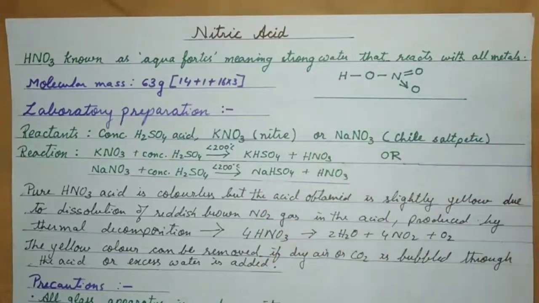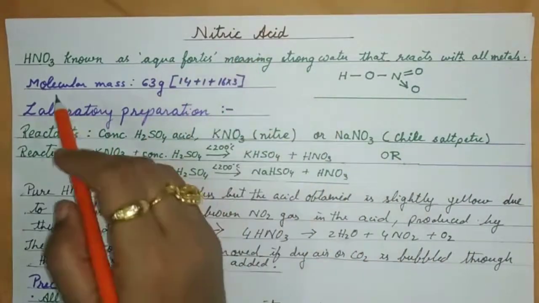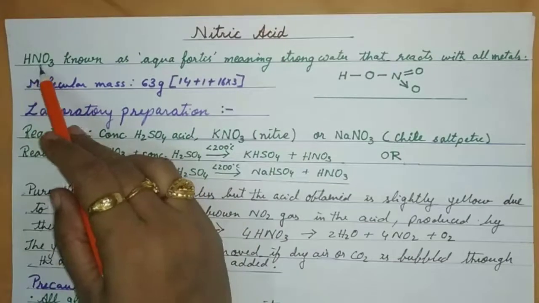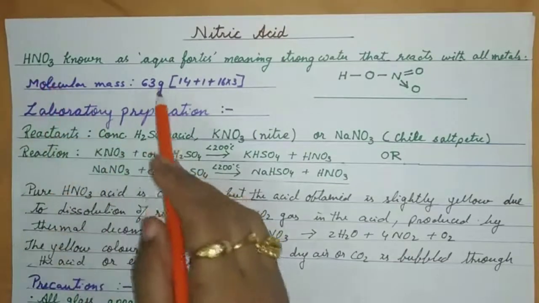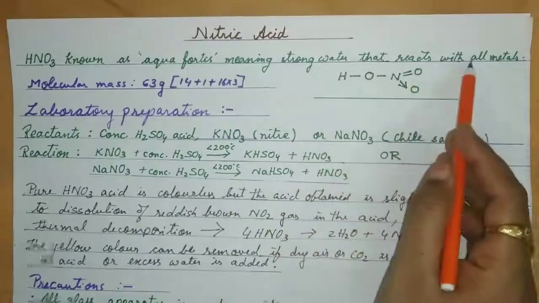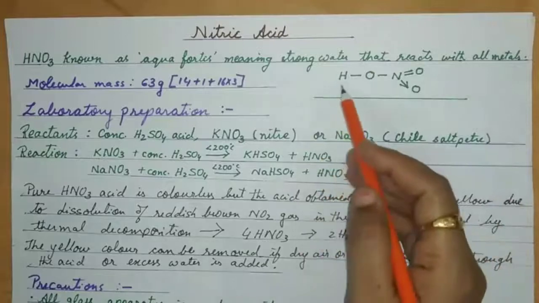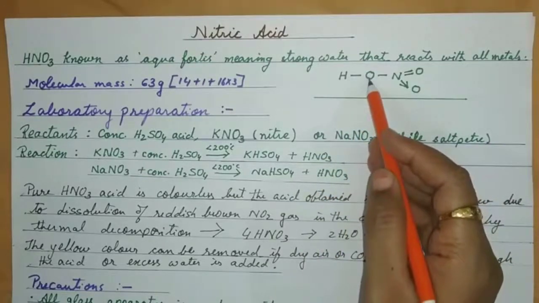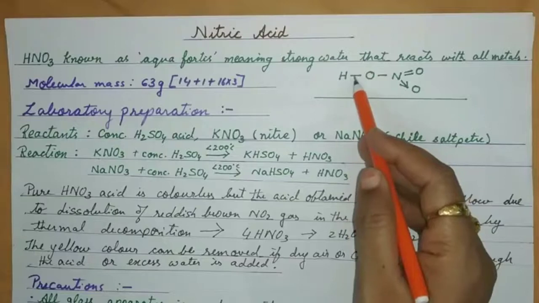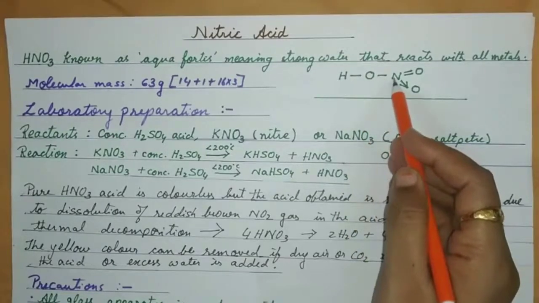And now let us begin with nitric acid. The molecular formula is HNO3 and it's known as aqua fortis, meaning strong water, that reacts with all metals. Okay, and the bonding goes as hydrogen single bonded with oxygen, which in turn single bonds with nitrogen.